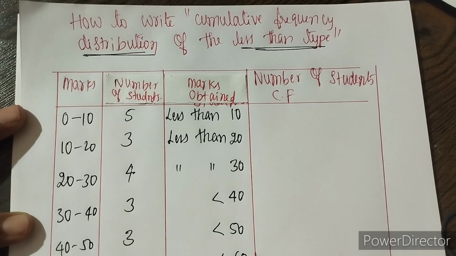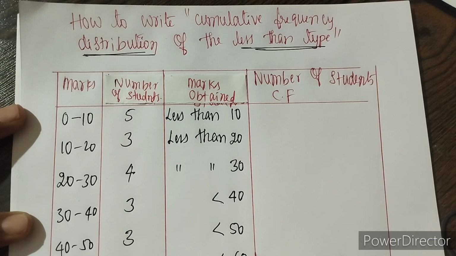Hello dear students, today we are going to discuss the median, and how to write the cumulative frequency distribution of the less than type. This is 10th standard mathematics, statistics. Before going to the calculation of the cumulative frequency distribution table, we are going to discuss briefly about the median. What is meant by median? The median is a measure of central tendency which gives the value of the middlemost observation in the data.